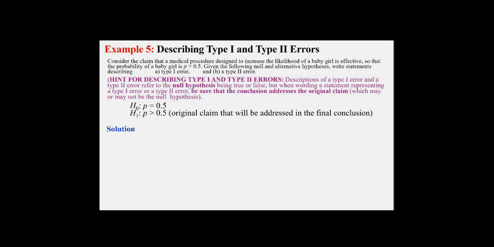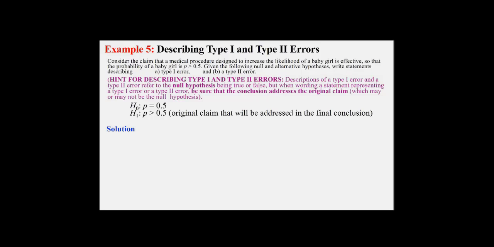Hint for describing type 1 and type 2 errors: descriptions of a type 1 error and a type 2 error refer to the null hypothesis being true or false. But when wording a statement representing a type 1 error or a type 2 error, be sure that the conclusion addresses the original claim, which may or may not be the null hypothesis. H0: p equals 0.5, H1: p greater than 0.5, the original claim that will be addressed in the final conclusion. With the test of hypothesis, symbolically we represent H0 and H1, and then for the explanation we can do the write-up. So what would be a type 1 error?